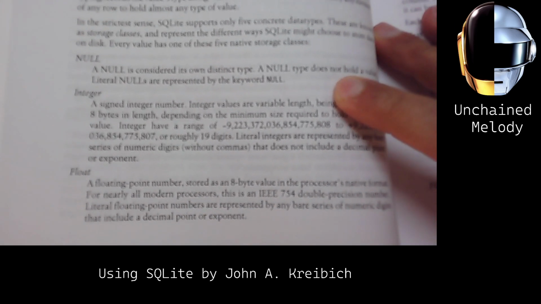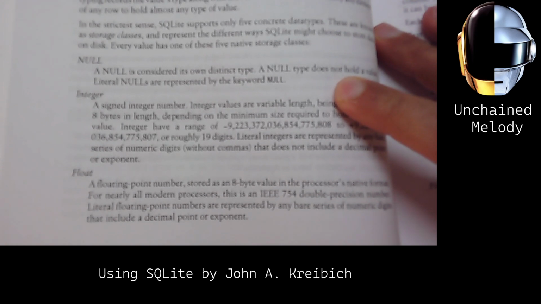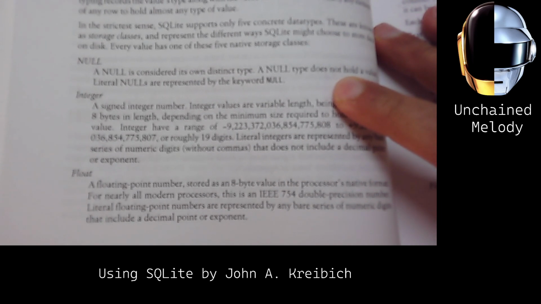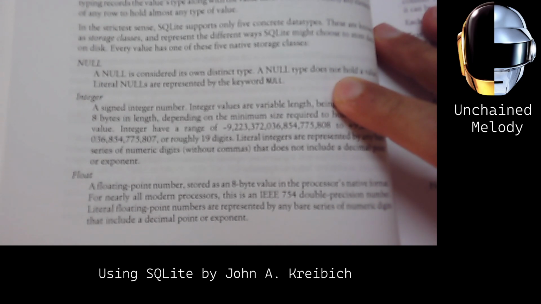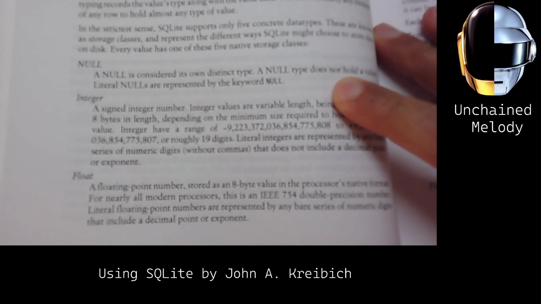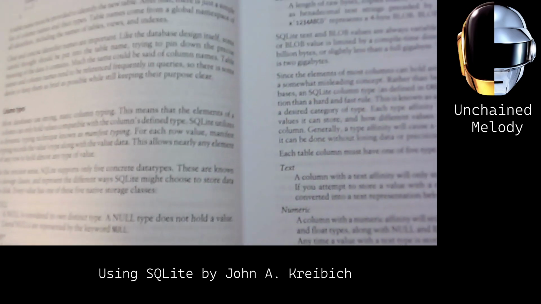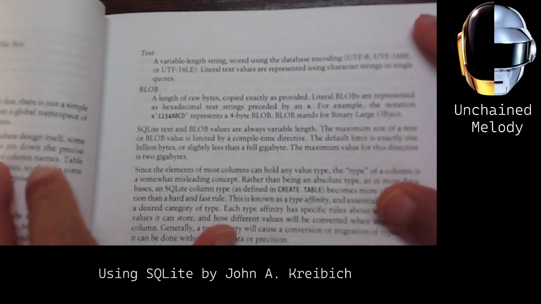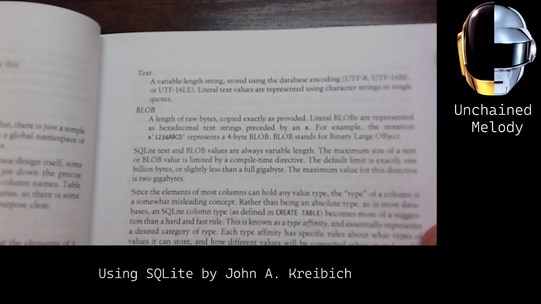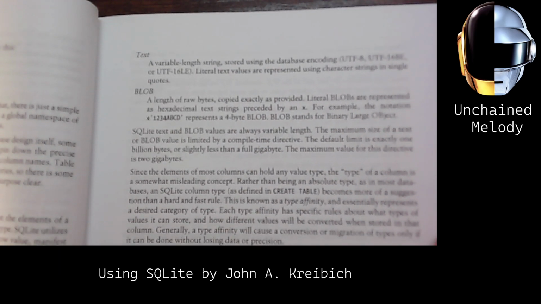or exponent. Float. A floating point number stored as an 8-byte value in the processor's native format for nearly all modern processors. This is an IEEE 754 double precision number. Literal floating point numbers are represented by any bare series of numeric digits that include a decimal point or exponent. Text. A variable length string stored using the database encoding UTF-8, UTF-16BE, or UTF-16LE. Literal text values are represented using character strings in single quotes.